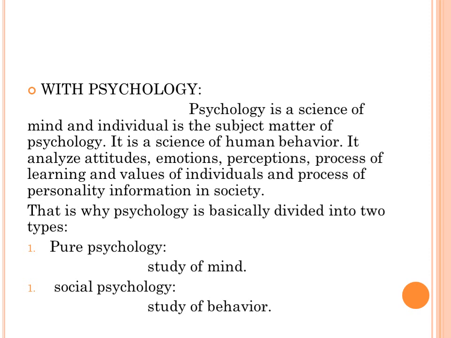Psychology is a science of mind, and the individual is the subject matter of psychology. It is a science of human behavior. It analyzes attitudes, emotions, perceptions, the process of learning, values of individuals, and the process of personality formation in society. That is why psychology is basically divided into two types. First, pure psychology, which studies the mind of a human, whereas the second is social psychology, which studies the behavior of a human.